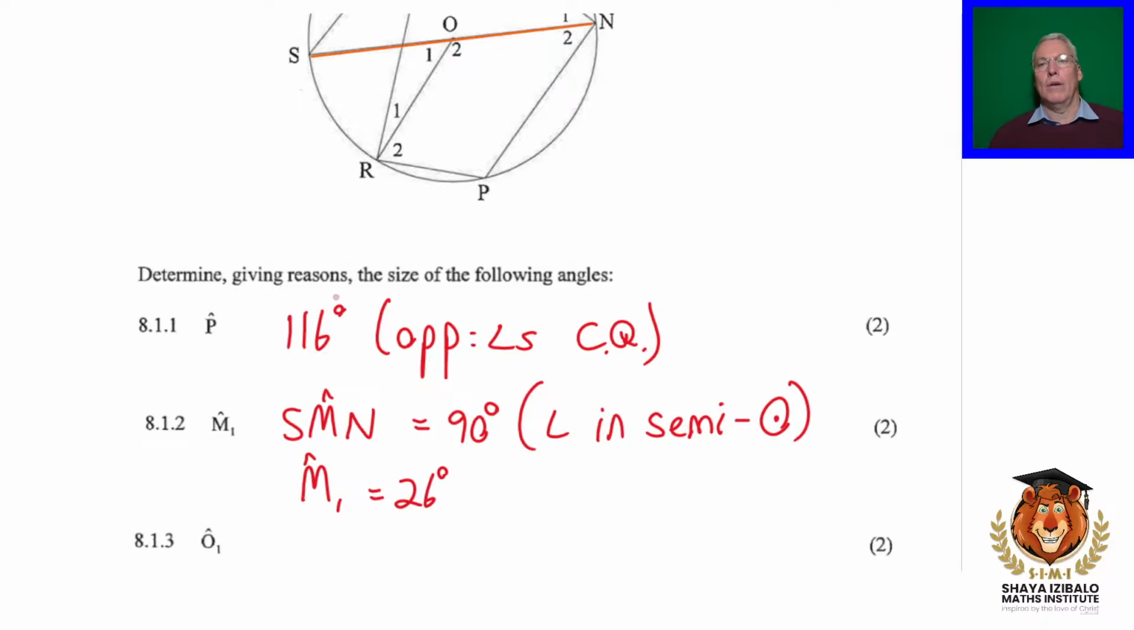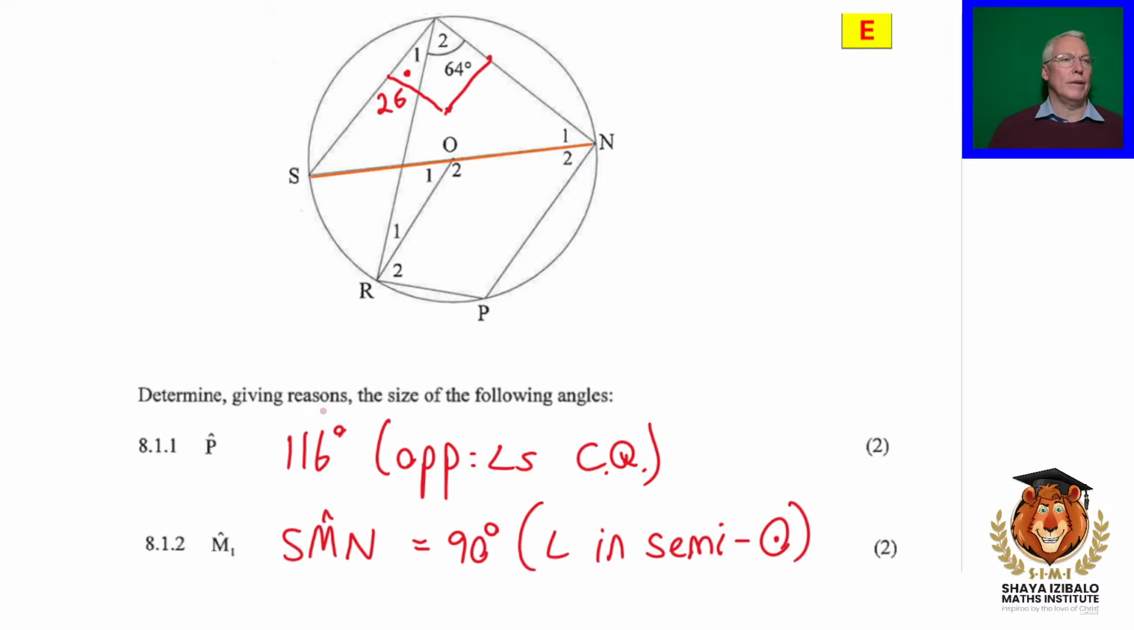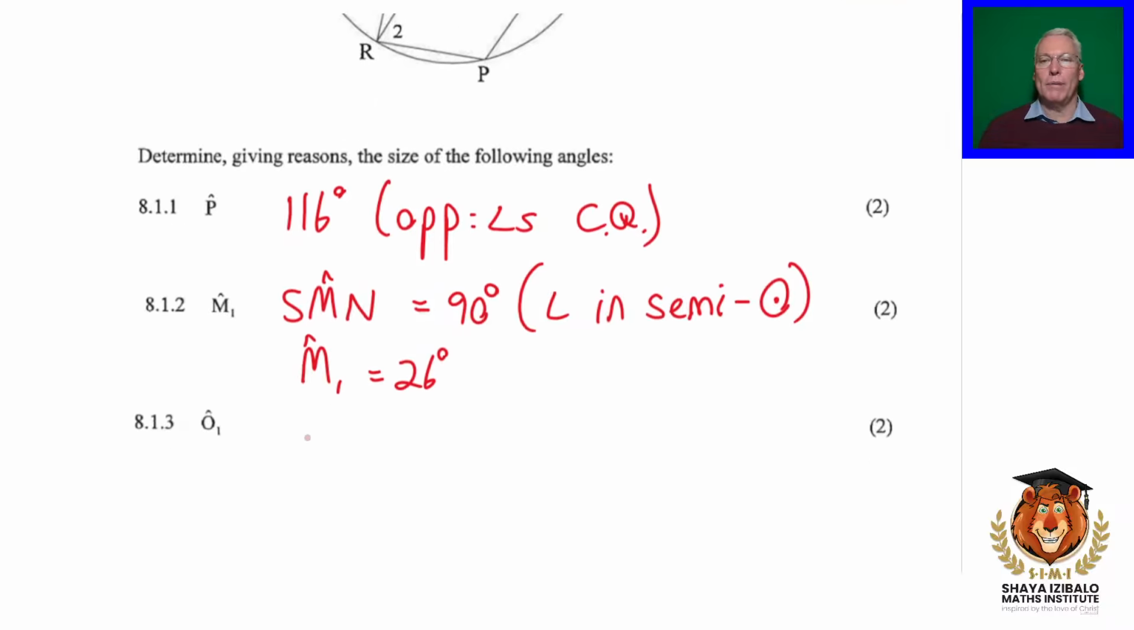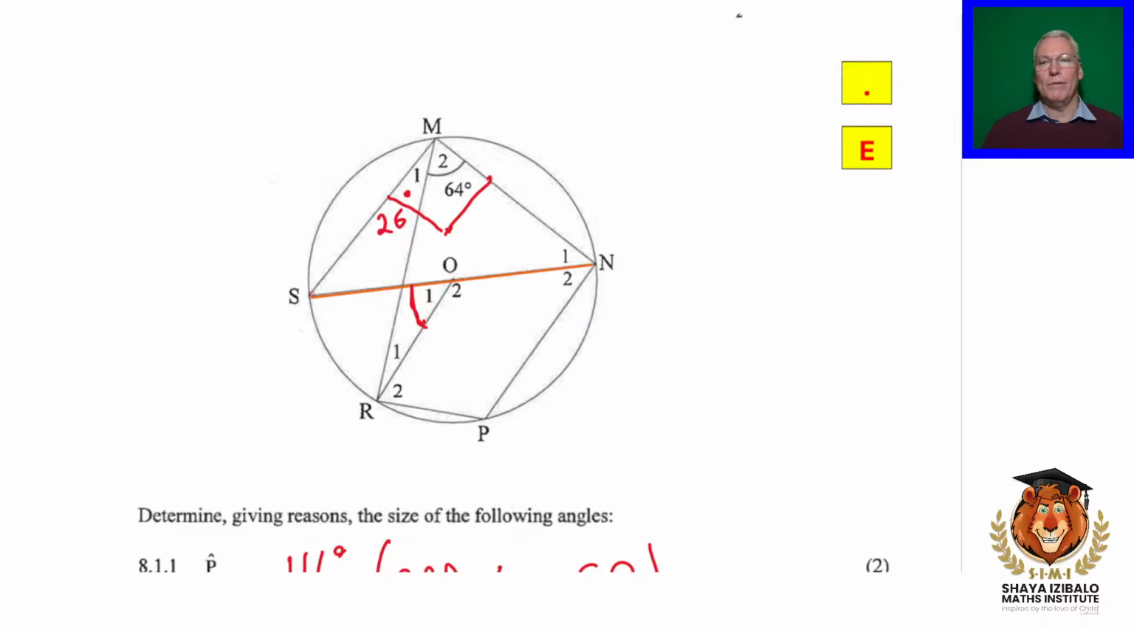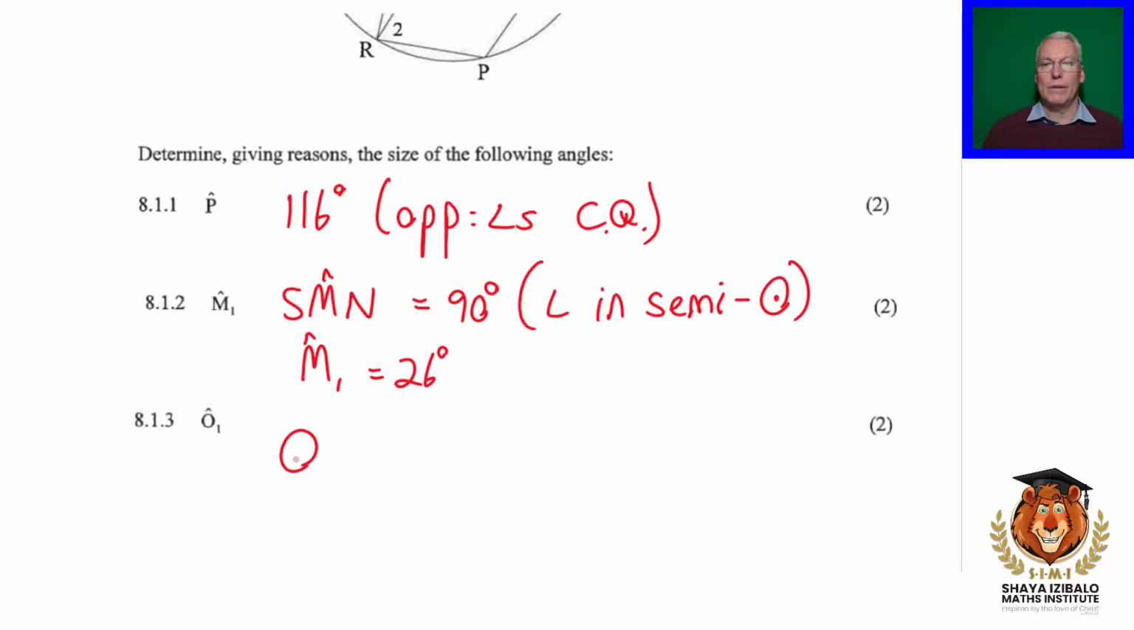O1. All right, now this is 26 rather. If we turn the diagram round, O1 must be twice as big as S1. Right. Sorry, it's M1. Okay, so O1 must be 52 degrees. Angle at center.